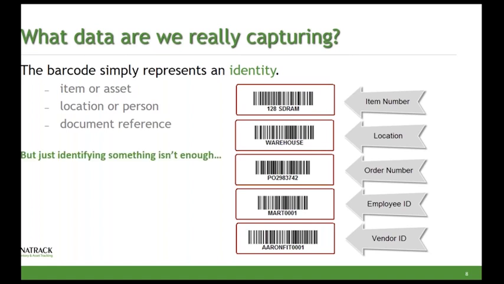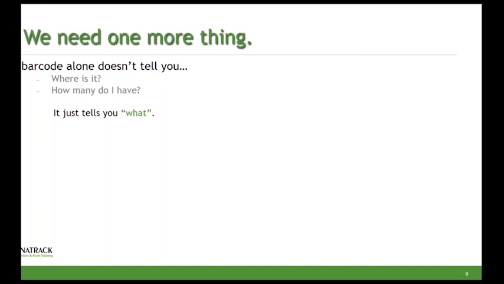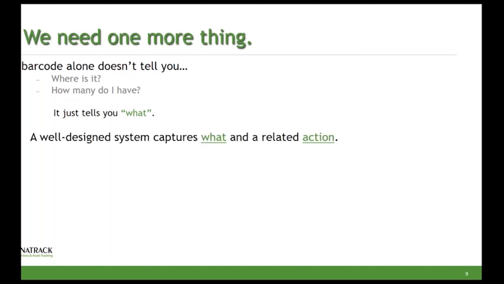But it's important to realize that just identifying something isn't enough. You need one more thing. A barcode alone does not tell you where it is. It doesn't tell you how many do I have. It just tells you what. And it's important to know that a well-designed system captures that what and a related action.